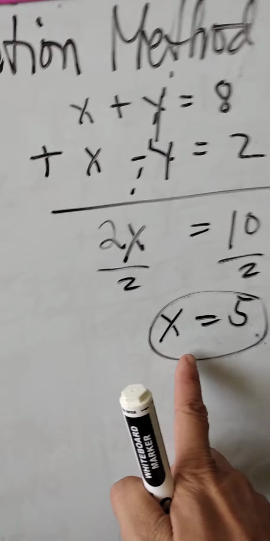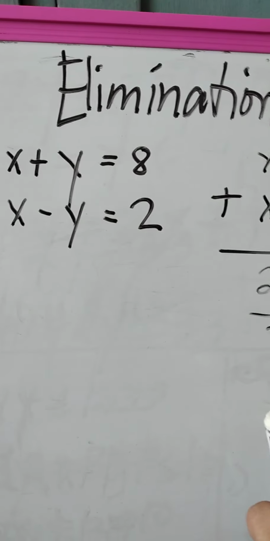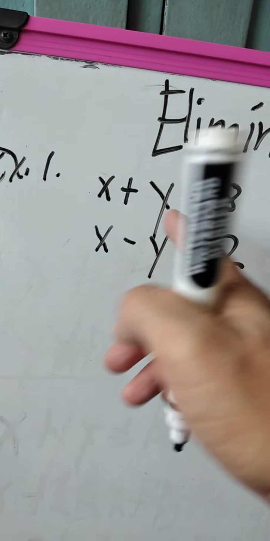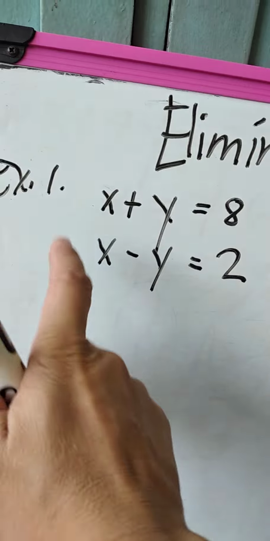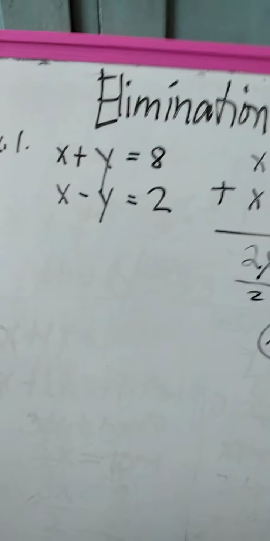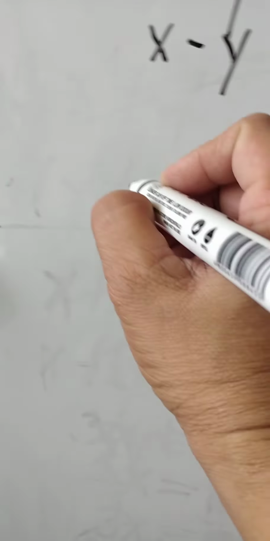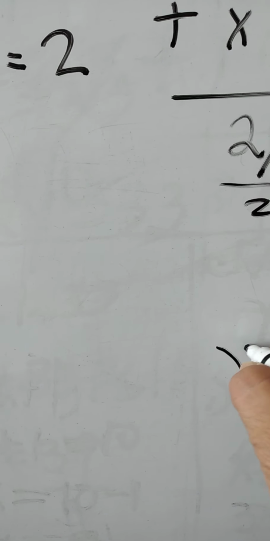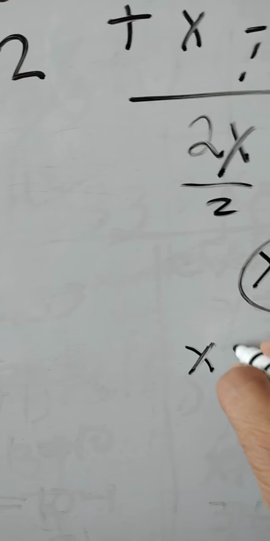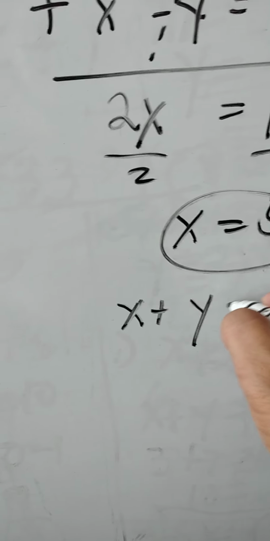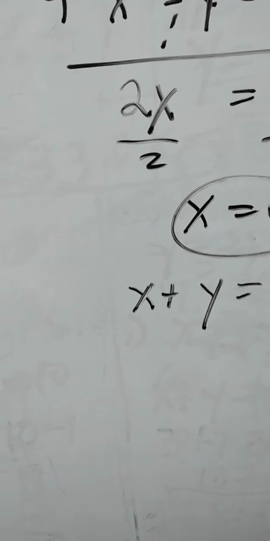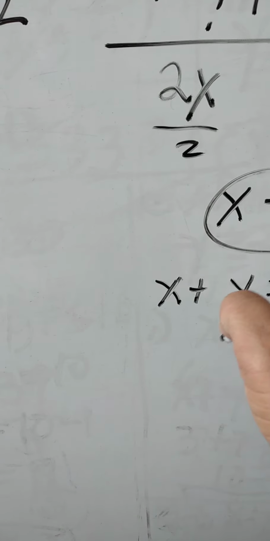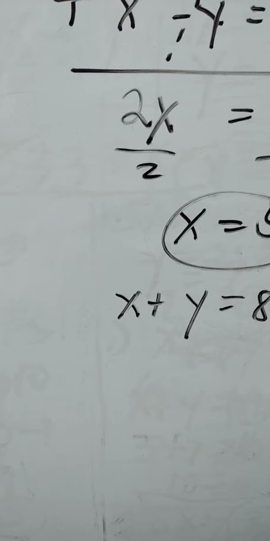Now you have the value of x. Substitute this in one of these equations. It's up to you whether you want to work with the first or second equation. This time I will copy the first equation, x plus y. Always copy the equation that you want to work with. Now I will substitute the value of x, which is 5.